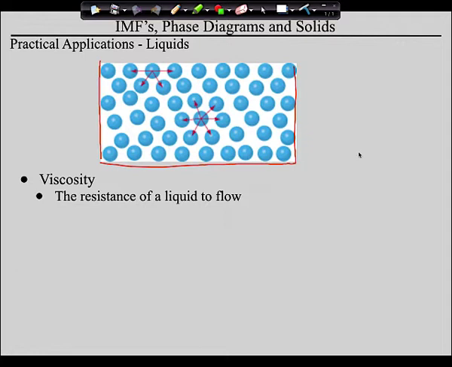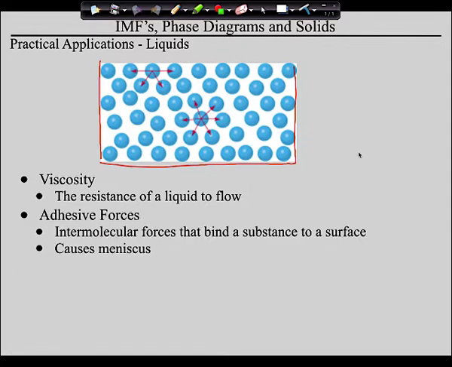So if you have two molecules with approximately the same size and mass, the one that's more polar will be more viscous. You guys good on viscosity? Okay, the next two we've done before.